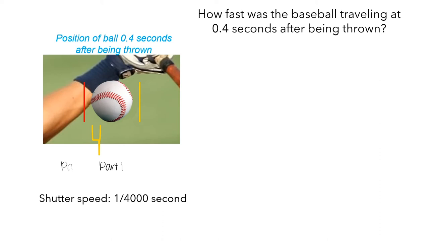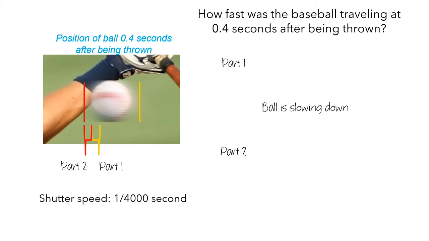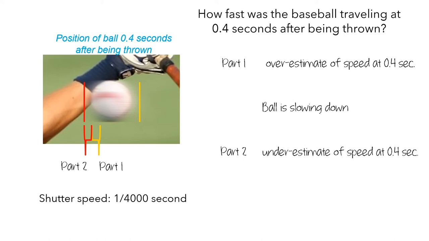Similarly, for the part that corresponds to the second 1/4000th of a second interval, the ball would have traveled from here to here. So it would have traveled this far. Let's think about each of those parts for a moment. We know that the baseball is slowing down a bit due to air resistance. This means that whatever speed we calculate for part one will be an overestimate of the actual speed of the ball 4/10 of a second after it was thrown. Similarly, the speed we calculate for part two will be an underestimate of the actual speed of the ball 4/10 of a second after it was thrown.